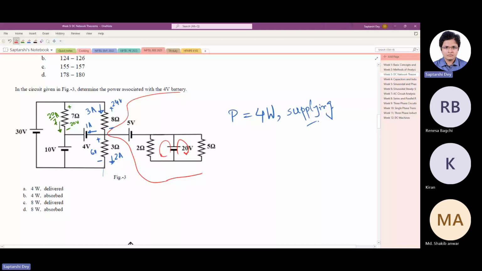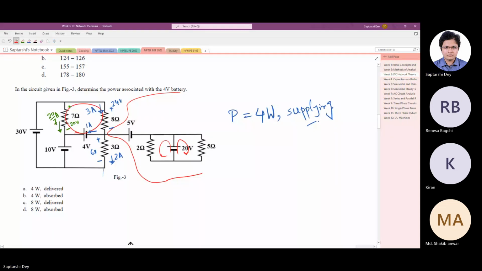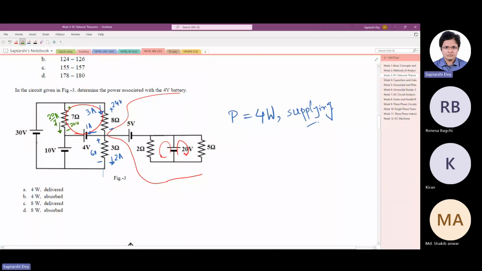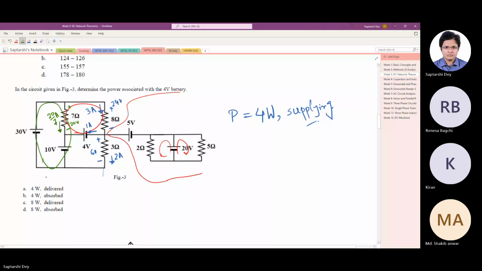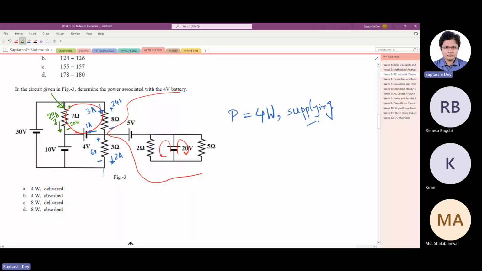Okay. So instead of starting with this upper loop, I will show by drawing. Instead of starting with this red colored loop, we started with this green colored loop. What advantage did it give us? We could easily find out the current in this resistance, because we know that there is 20 volt appearing across this resistance.